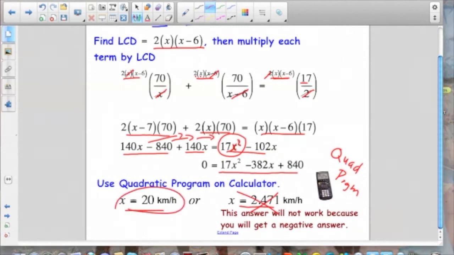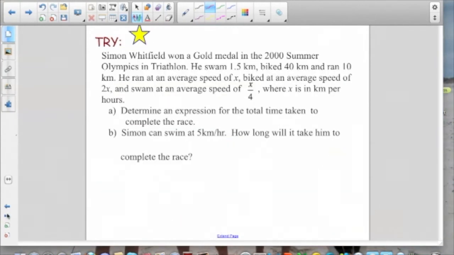All right. Now the last one, and we're done learning guide 13. And this one's an important one. Simon Whitfield won the gold medal in the 2000 Summer Olympics in the triathlon. He swam 1.5 kilometers, biked 40 kilometers, and ran 10 kilometers. His rate of speed for the run was x, for the bike it was 2x, and for the swim it's x over 4.